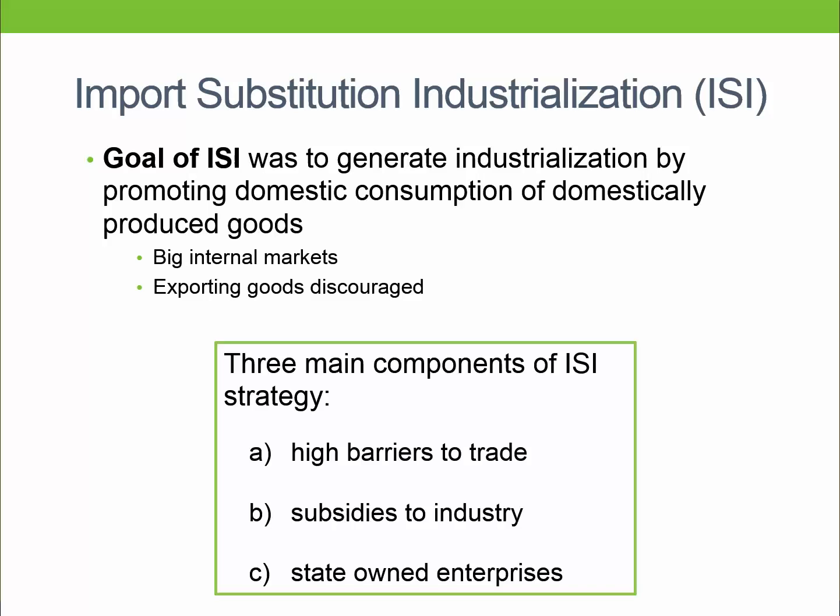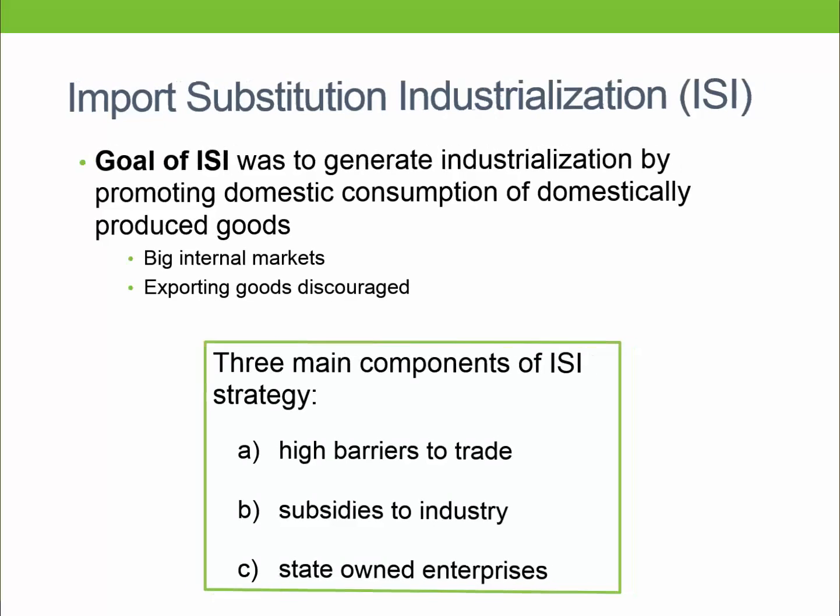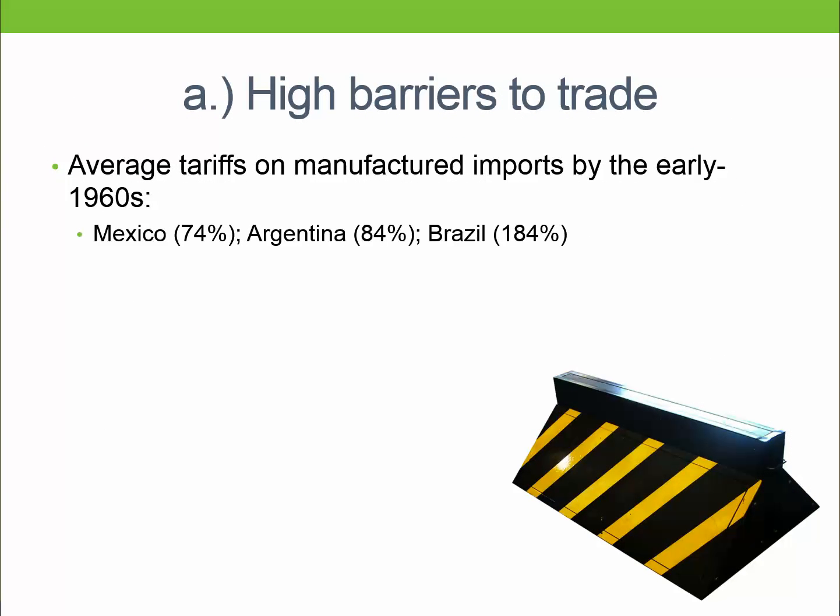You would impose high barriers to trade. You would provide subsidies to these developing infant industries, and in many cases the state would own key sectors of the economy, key enterprises. And we can see how this is influenced by industrial policy, which we've talked about already, by dependency theory, and by the concept of infant industry protection. Governments used high barriers to trade.